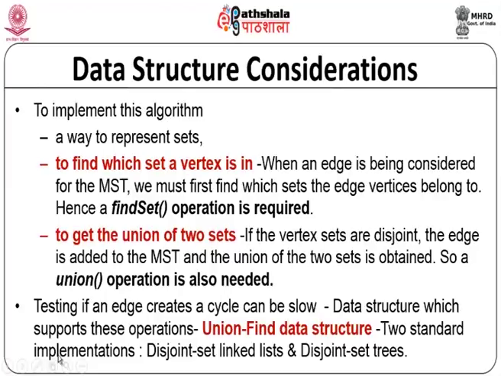Now, the problem with Kruskal algorithm is, we want to test whether an edge creates a cycle. That operation is very slow when using normal data structures. So, you need a data structure which supports these operations, and that is the union find data structure, with the union operation and the find operation. Two standard implementations for such a union find data structure are the disjoint set linked list or the disjoint set trees. So, those are two ways in which this is implemented.